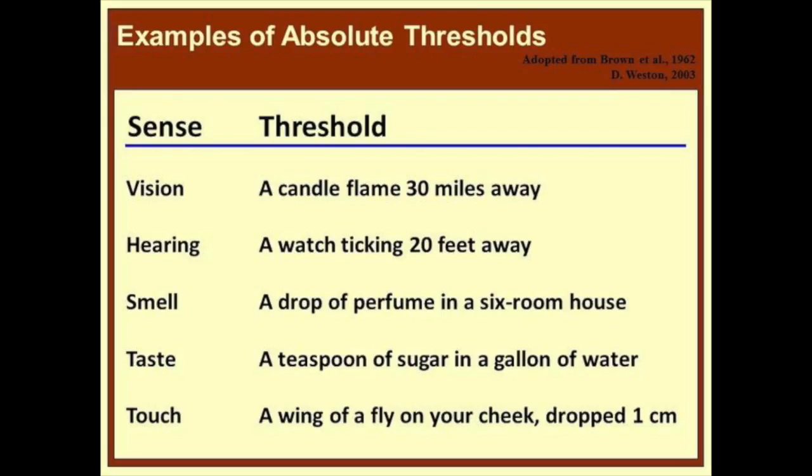An absolute threshold is the minimum amount of stimulation necessary to produce a sensation. Here are some examples of an absolute threshold. A difference threshold is the minimum amount of stimulus change needed for two stimuli to be perceived as different. A just noticeable difference is the amount of stimulus change needed before a difference threshold can be detected.